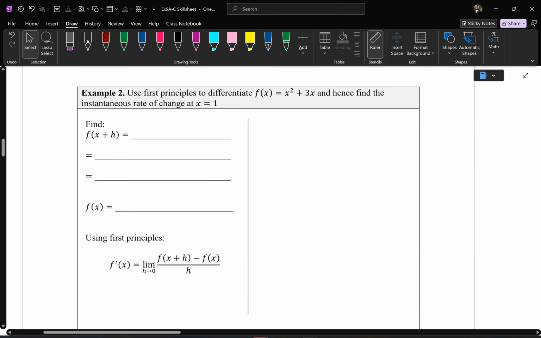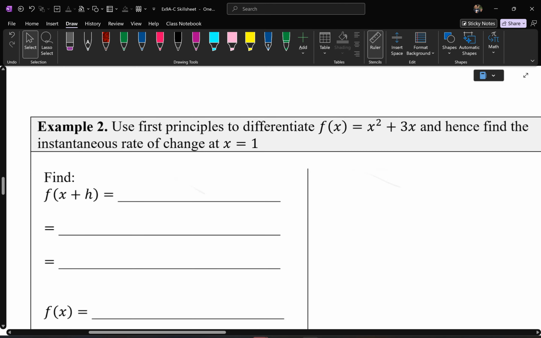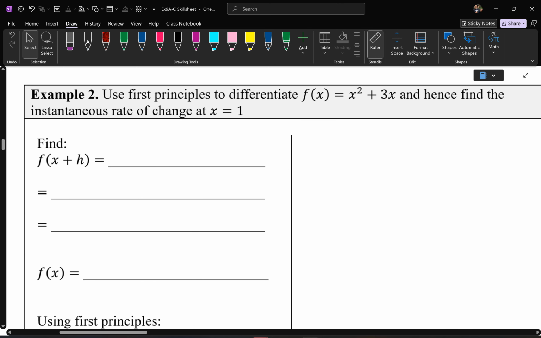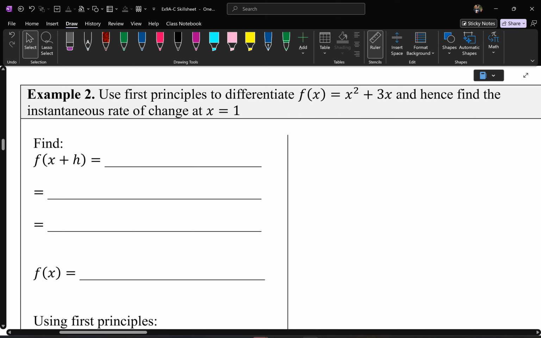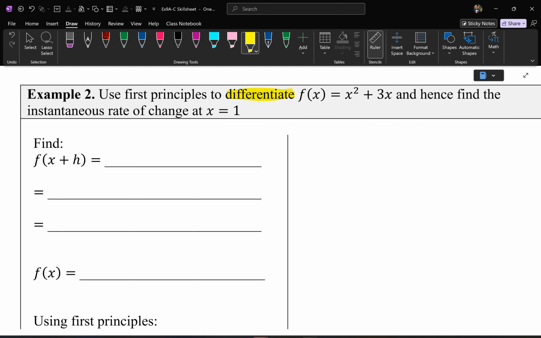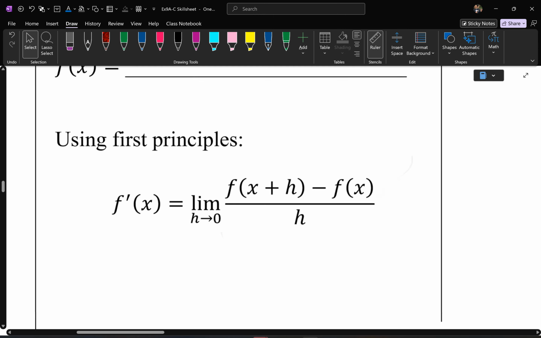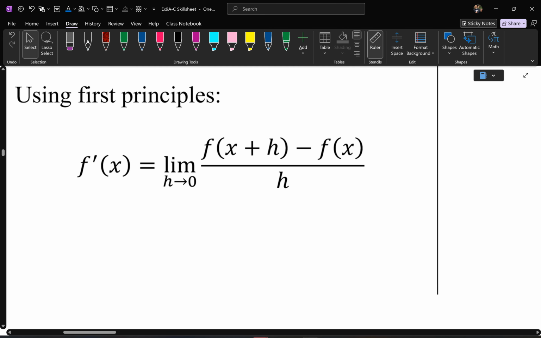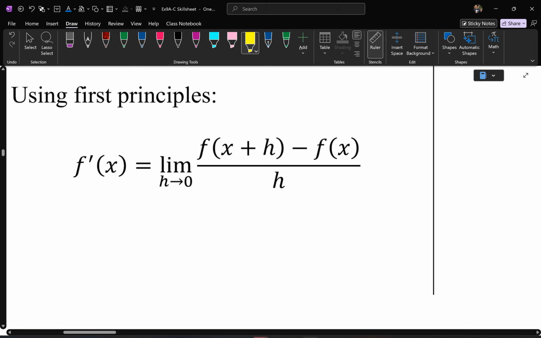Here's an example. For those who don't know how to do first principles, here we go. Turn over to the next page. Example 2. Let's do this. So we're going to differentiate. Let's say you didn't know the derivative rules yet. We're going to differentiate using first principles. Here we go. First principle says... This is what the first principle says. Let's read it. Eyes and ears towards the board, thanks.